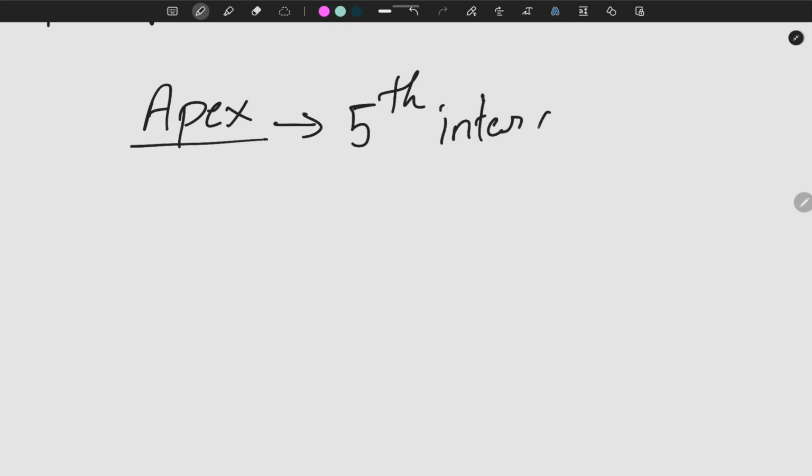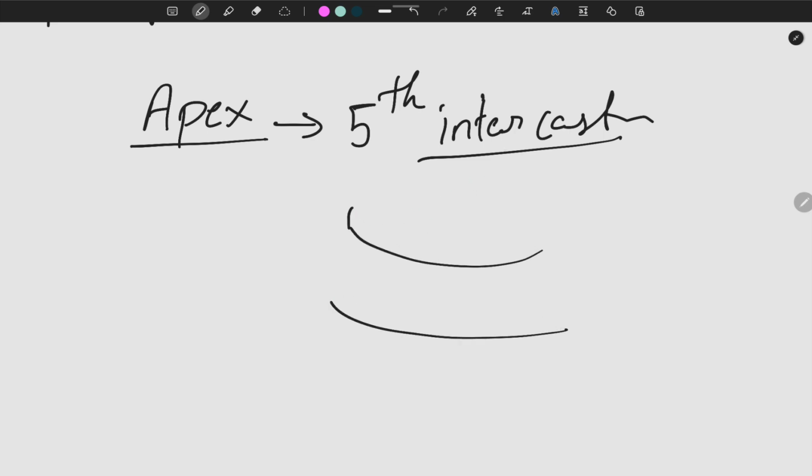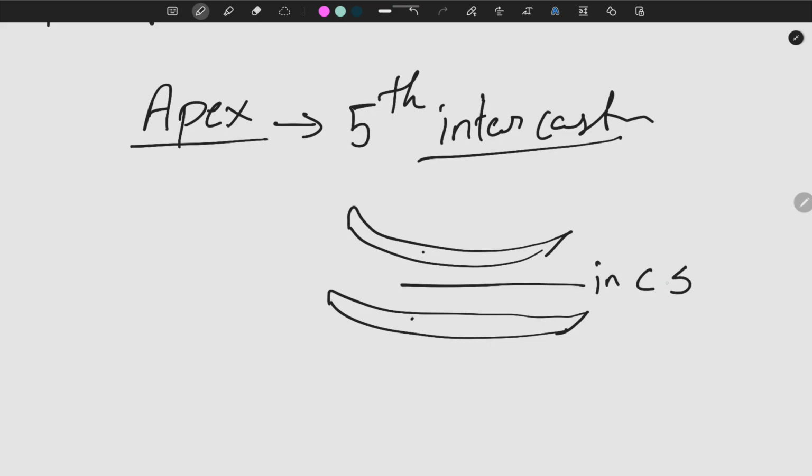So the next one is the apex beat. We can hear the apex heart sound with the stethoscope at the 5th intercostal space. So what is intercostal? The space between two ribs. Okay, so this may be the rib. The space present between two ribs is known as the intercostal space. So at the 5th intercostal space, we can hear the apex heartbeat.